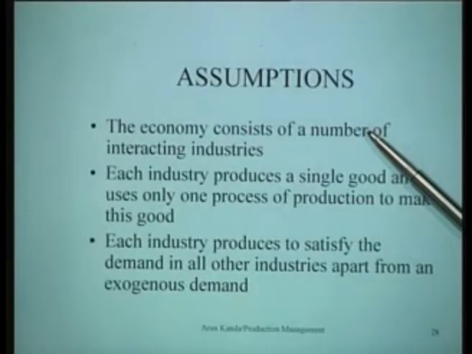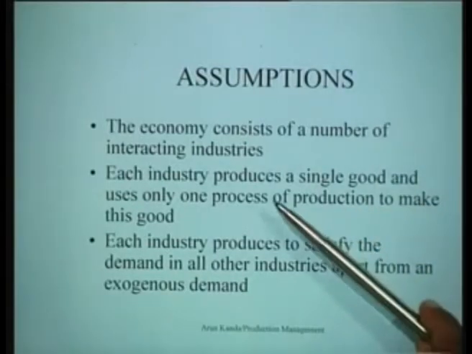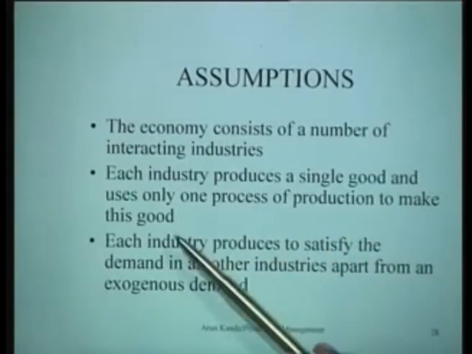And then, of course, all these things are going to be put together, and there must be a demand for automobiles. So, you have people from different sectors who are actually going to use those automobiles. So, the important thing really is that this is the key feature of Leontief's model, that it tries to model the interactions that take place between the various industries. Now, one assumption that is made here is that each industry produces a single good and uses only one process of production to make this good.